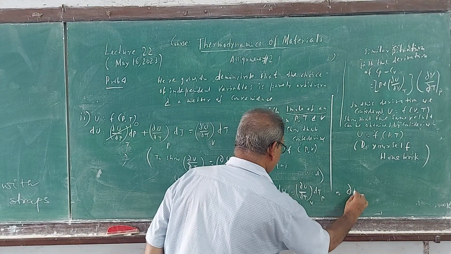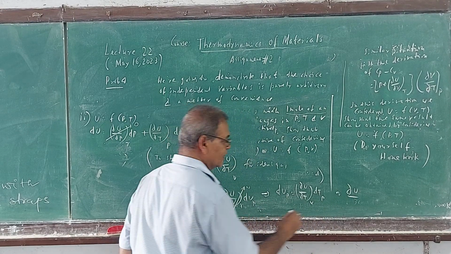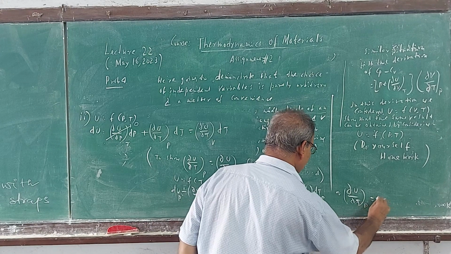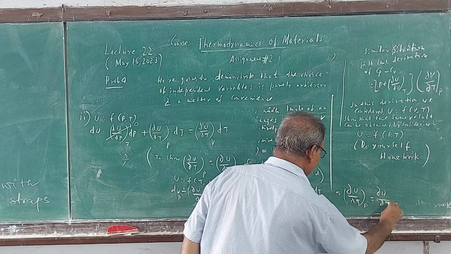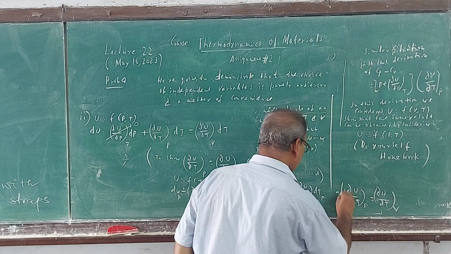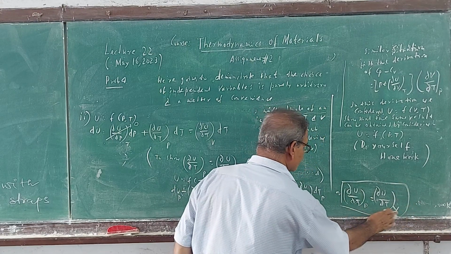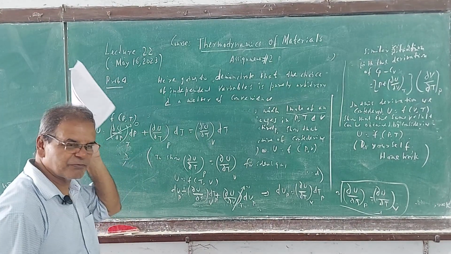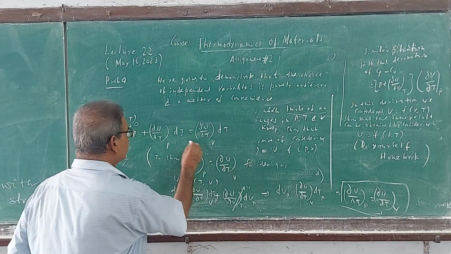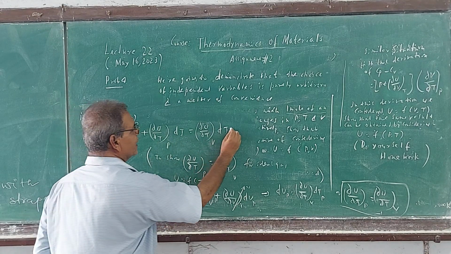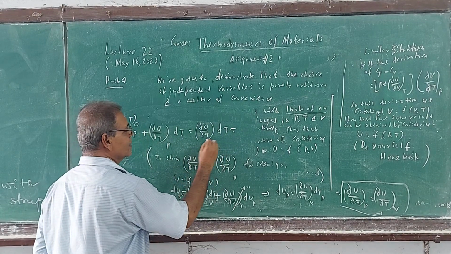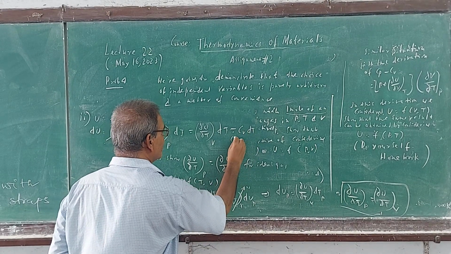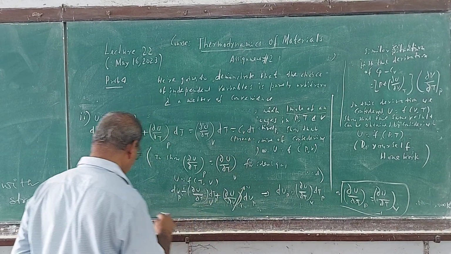Or you can write, taking this on the left hand side, del U del T at constant pressure is nothing but del U del T at constant volume. You should be very careful about this information. You will use this, both are equal. So what is this? This is del U del T at constant volume, that is Cv dT. Proved. Again, the second case is proved.